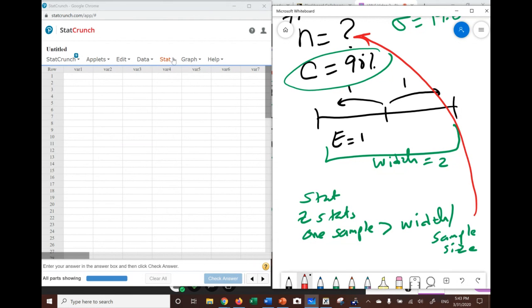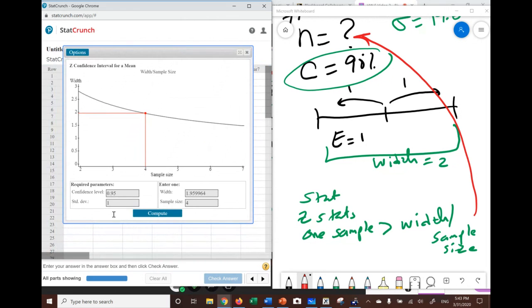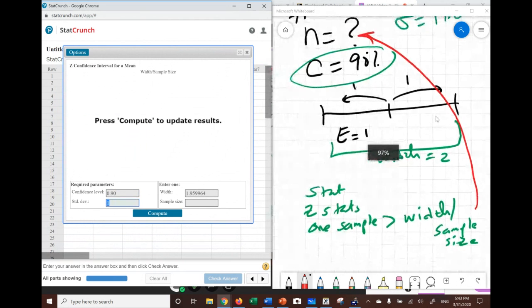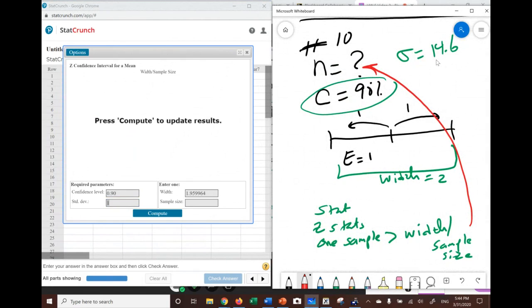So we're going to go Stat, Z Stat, one sample, and we're going to go down to the last choice, which is width and sample size in there. And now we're going to get this picture. In this picture, we know that the confidence level is 90%, not 95. We change it to 90. We know the standard deviation is, and again, if you look at this here, to the right, the standard deviation is 14.6. So we're going to put 14.6 for a standard deviation.